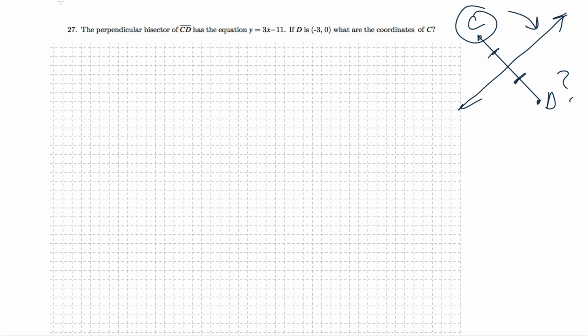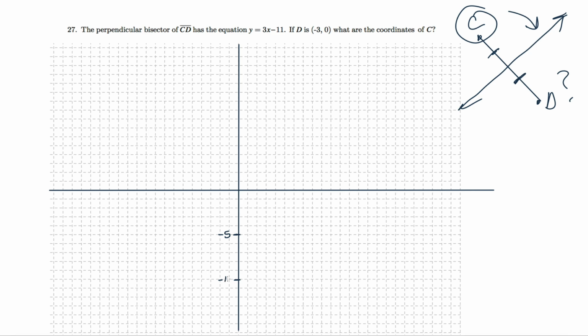So we need to get an x and y axis. So you got to come up with your own here. So let's draw one. A straight edge is nice. 3x minus 11. Okay, so that means we're going 1, 2, 3, 4, 5. Okay, that's 5. -5. 6, 7, 8, 9, 10. Okay, -10. 1, 2, 3, 4, 5. So we're going down 11.